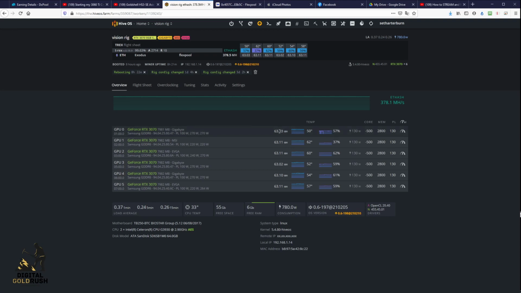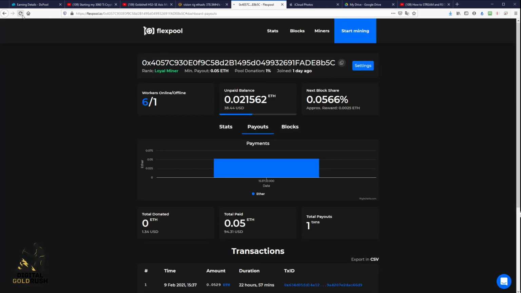Right now I have my cards running at 63 mega hash with these settings, minus 500 on the core, 2800 on the memory at 130 watts each. Now they were mining around 62.5 to 62.9. I bumped them up to 63, and I'm getting a few more rejected than I like. It usually stays around 99.4 to 99.7. I'll probably bump this back down to 2700 on the mem, just so I can get fewer rejected shares here.